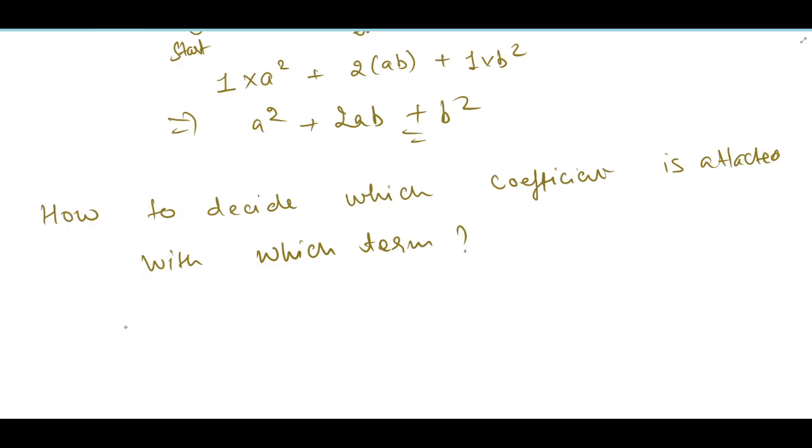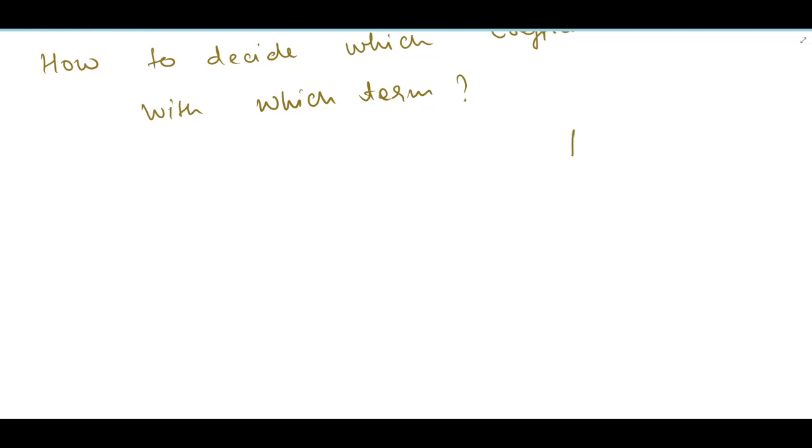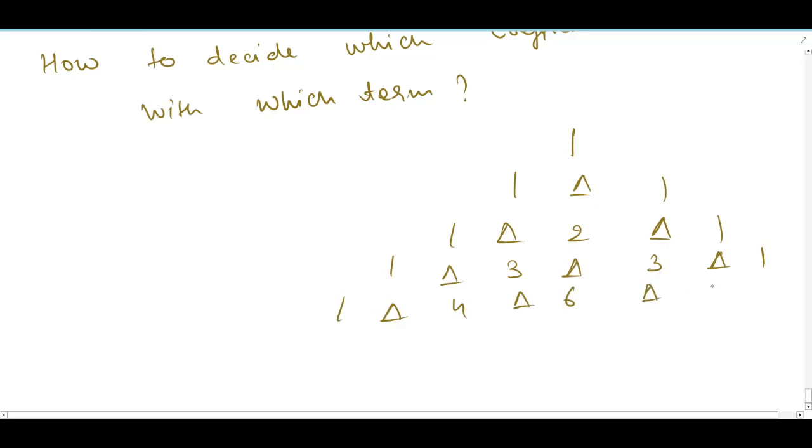If you have the triangle, that is 1, 1 1, then 1 2 1, then 1 3 3 1, then 1 4 6 4 1. So this will go indefinitely up to infinity.